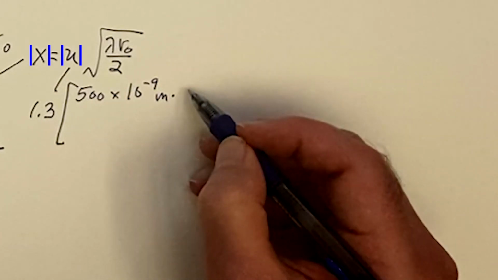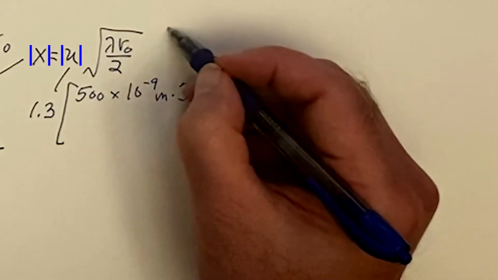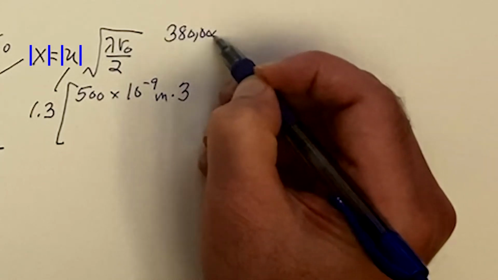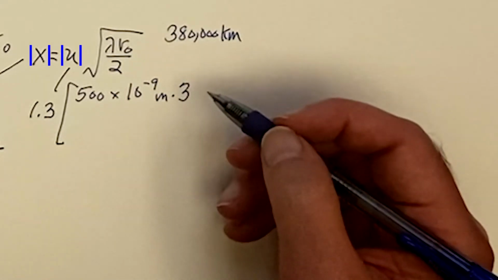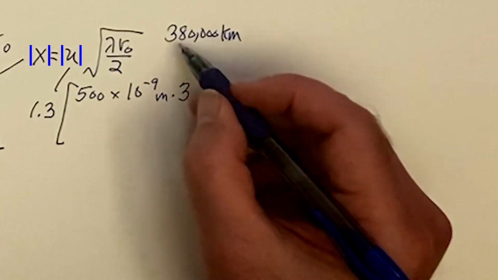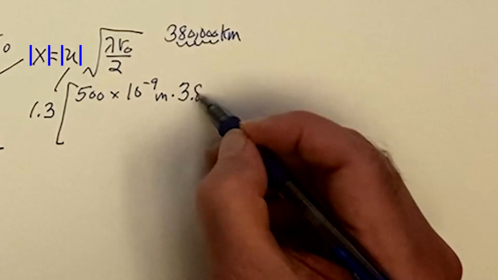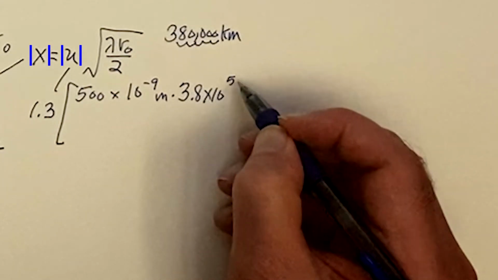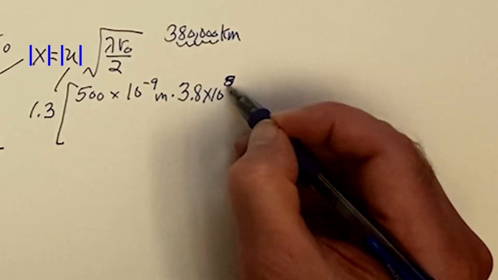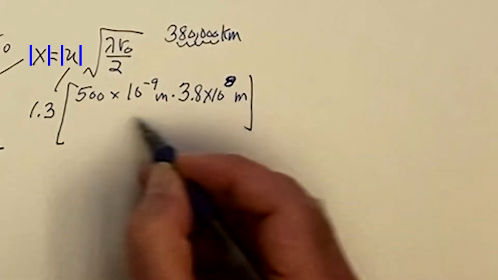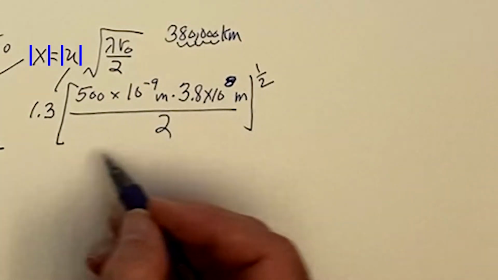And then I look up the distance to the moon. It's 380,000 kilometers, or 240,000 miles. So that's 3.81235. So that's 3.8 times 10 to the 5th, but that's kilometers. So really this needs to be 8, so I can put in meters. And then I divide by 2, and then this is to the 1/2 power because of the square root sign.